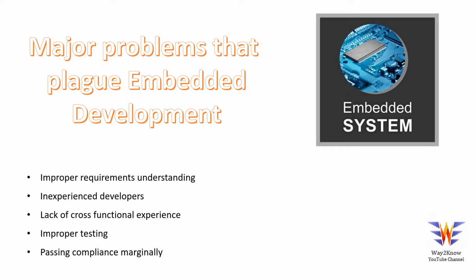And then another important problem is passing the compliance marginally. So sometimes when we do this compliance test, the test passes, but we are just below that marginal level, which is not a good scenario. So we should have enough margin there. So these are the very high level problems which could plague an embedded development. So we will talk specifically about the testing scenarios here.